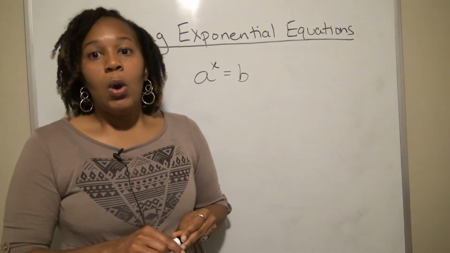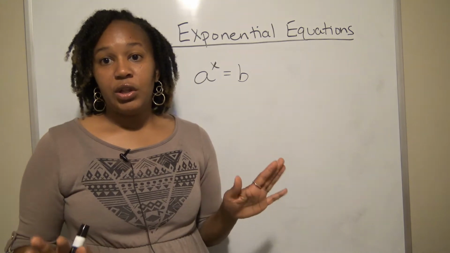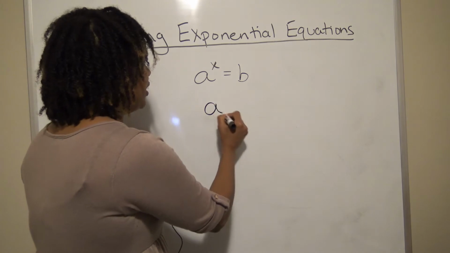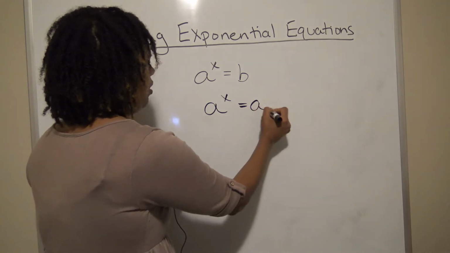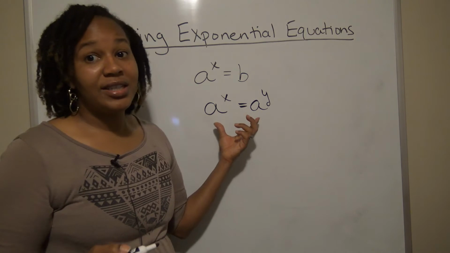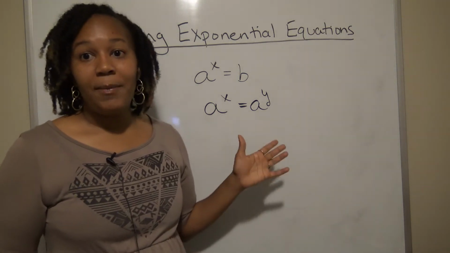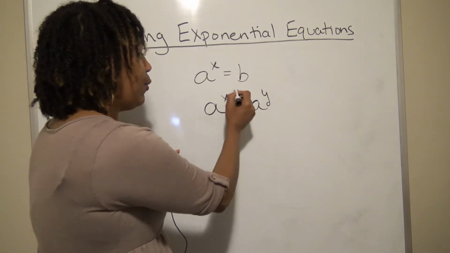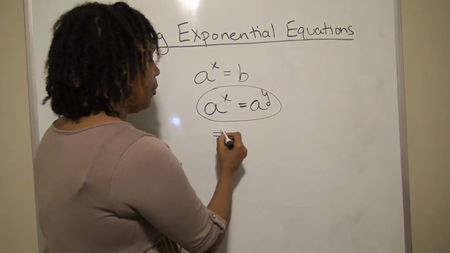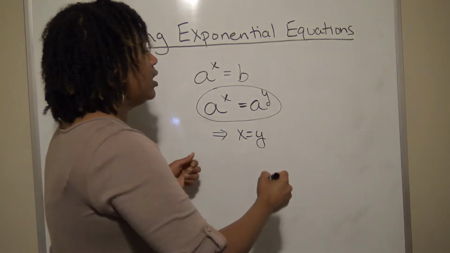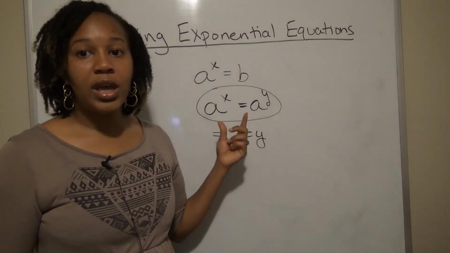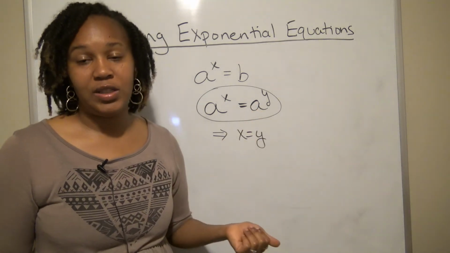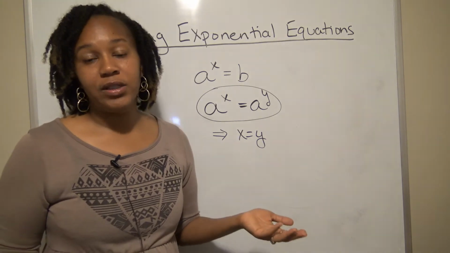Alrighty, so what we want to do in this particular method is we want to rewrite both sides so that it has the same base. So we want it to look something like this: a to the x equal a to the y. If both sides have the same base, then what that means is that the exponents have to be equal in order for this to be a true statement. So if we could get our statement to look like this, this will imply that x is equal to y. So once we get our bases the same, we'll take our exponents, set them equal to each other, and solve for the variable, because remember, our variable is in the exponent. So this is one method for solving exponential equations.